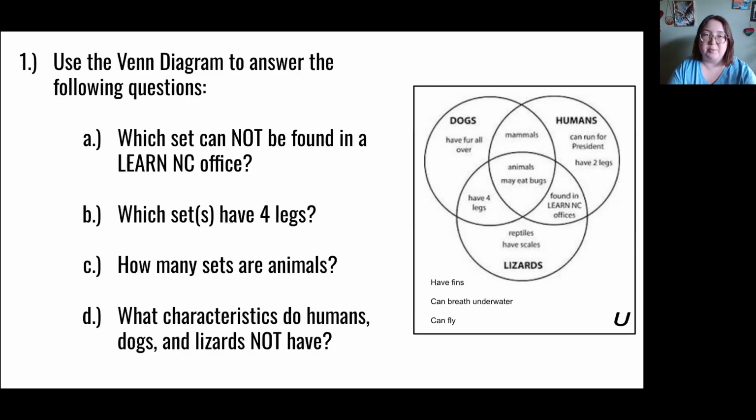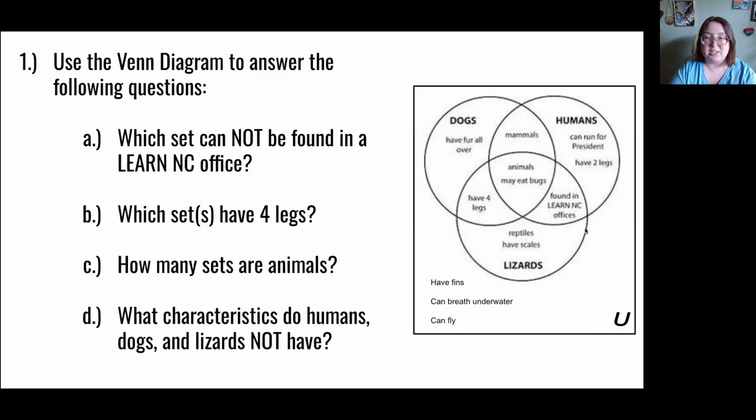So, question number 1, we want to use the Venn diagram to answer the following questions. And we have the Venn diagram here. We have 3 sets. We have the sets dogs, humans, and lizards. And we have a universal set there. So for A, we want to know which set cannot be found in a Learn NC office. So we do see that there is that attribute right here found in Learn NC offices.